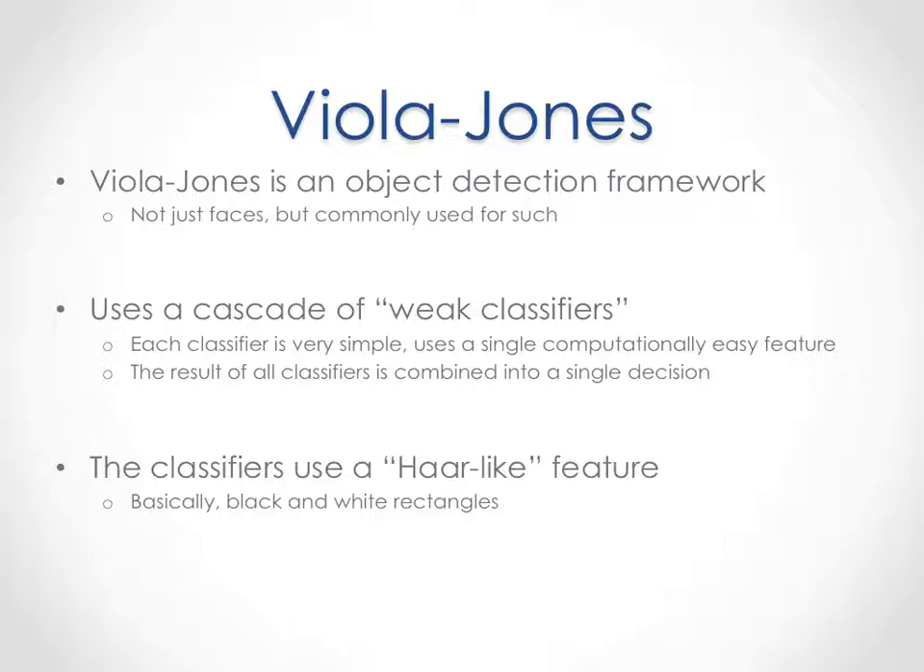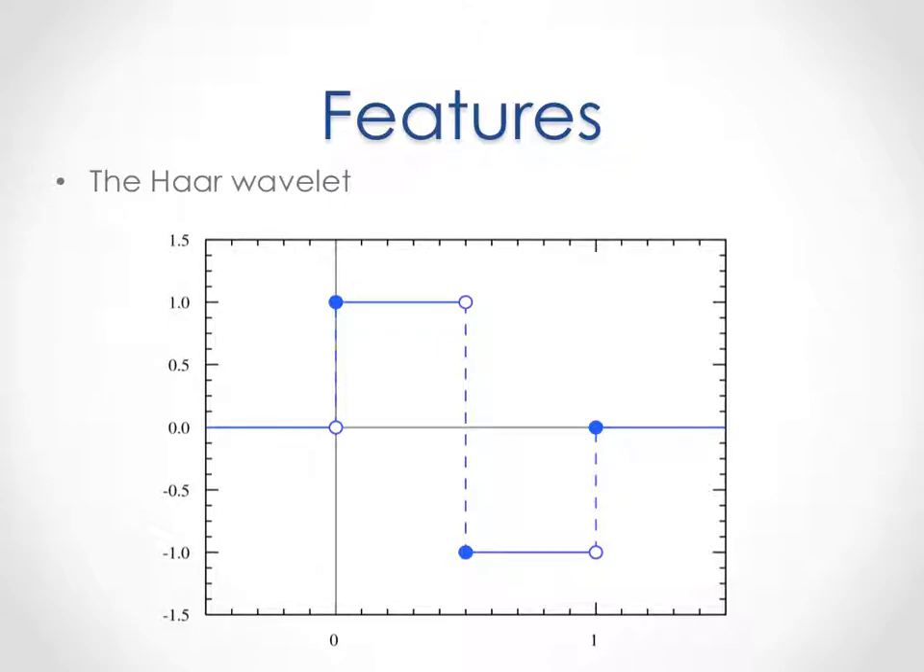The classifiers are going to use a feature that's called a Haar-like feature. It's named after the Haar wavelet, and you're going to see, it's really simple. The Haar wavelet looks like this. It's a signal that's 1 for a period of time, and then -1 for a period of time, and 0 everywhere else.